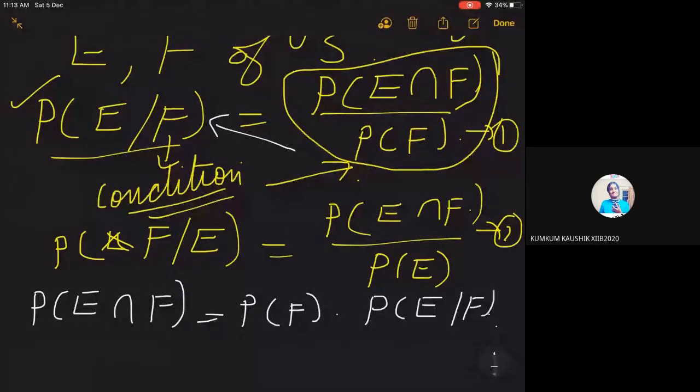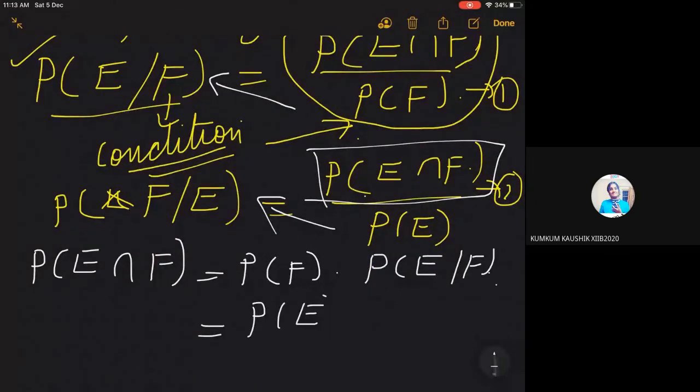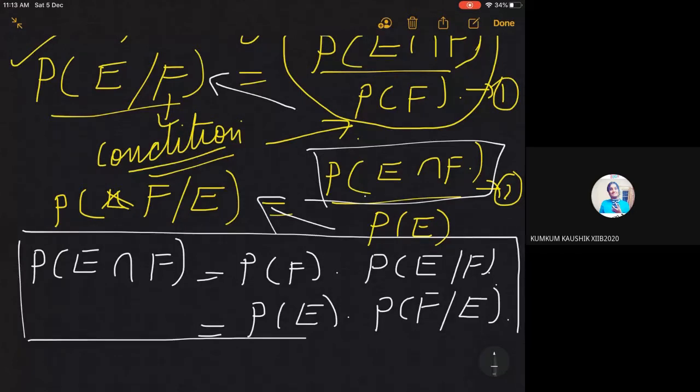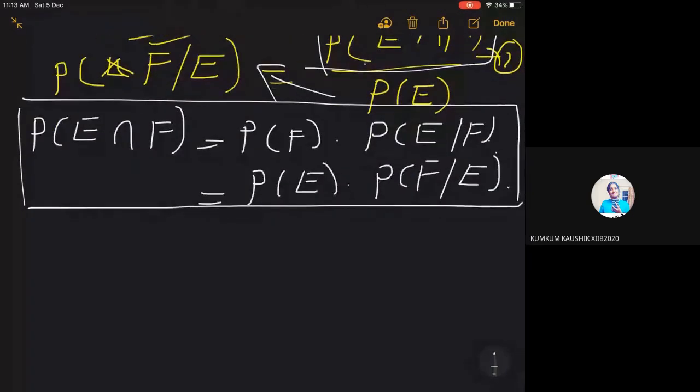And one more formula you can create from here. Here also we get P of E intersection F. On cross multiplication, what do you get? P of E into P of F given E. So these formulas are to be used in many of the questions, and judiciously you have to decide which formula is to be used when. I'll tell you that P of F into P of E given F is to be used when F is the event which happens first.